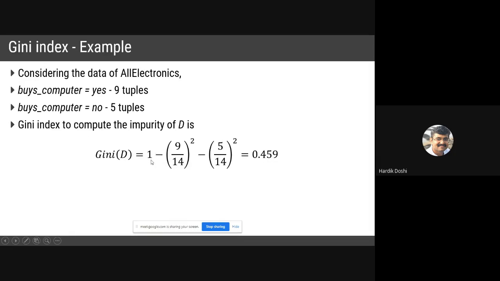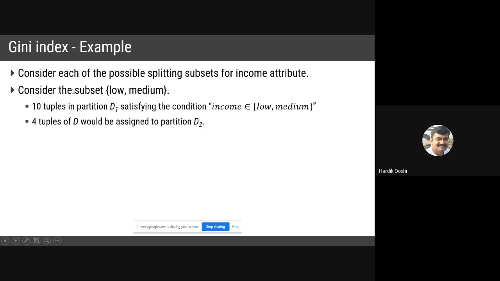See the Gini formula: 1 minus the probability squared for all the possible values. So 9 by 14, 5 by 14. This becomes the Gini of the complete data set. Now we need to compute the Gini for individual attributes with their individual subsets. Talking of the income attribute, we have 6 subsets. Out of those 6 subsets, we consider the first subset to be low and medium.